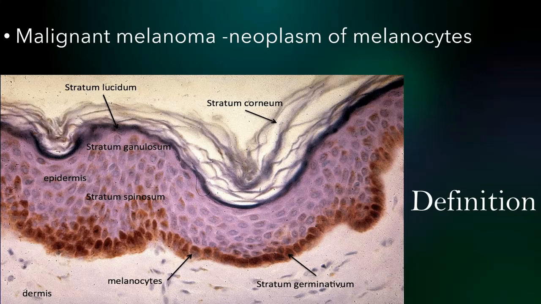So malignant melanoma is a neoplasm of the melanocytes. Melanocytes arise from the stratum germinativum or the stratum basale of the skin.